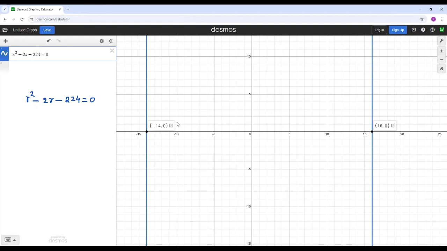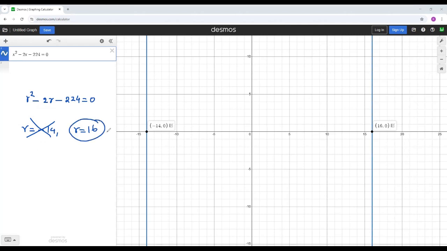At these two x-intercepts, we have to consider the x-coordinates, that is negative 14 and 16. But here, instead of r, we have taken x. So the values we get for x, negative 14 and 16, can be considered as the values for r in this quadratic equation, that is r equals negative 14 and r equals 16. Here r represents the radius of the cylinder. The radius can never be a negative value. So we can ignore the negative value of r and consider the positive value. That is, 16 is the value of r.